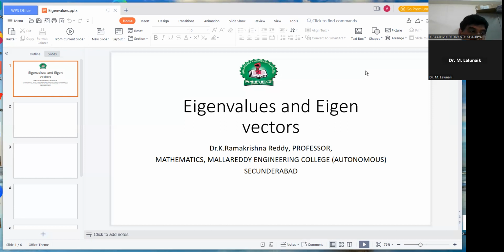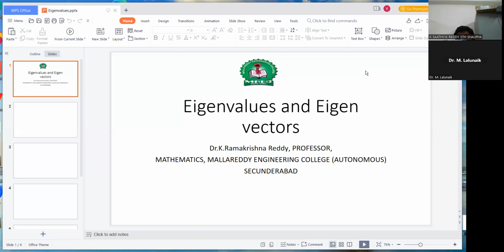Then you can write the homogeneous system of equations given by A minus lambda I into x is equal to 0. Here we get non-zero solutions of this homogeneous system. There exists a non-zero vector x such that A minus lambda I into x equal to 0. Then it can be written as Ax minus lambda x equal to 0. Finally, you can prove Ax equal to lambda x.